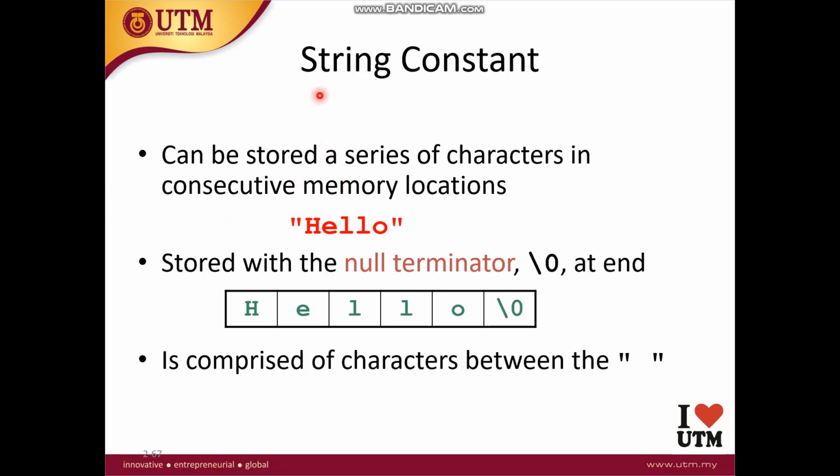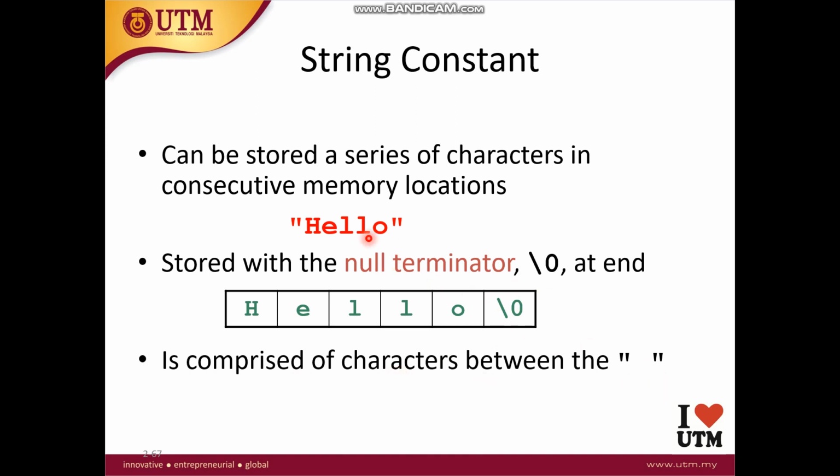We also have string constants, which can store a series or sum of characters all together in a contiguous memory location. For example, "Hello" is a string. Any text is going to be a string, but you need to put it inside two double quotation marks. Here is how it is stored inside the memory: the null terminator \0 is at the end of each string. For example, for "HELLO", the \0 is at the end, which is called a null terminator.